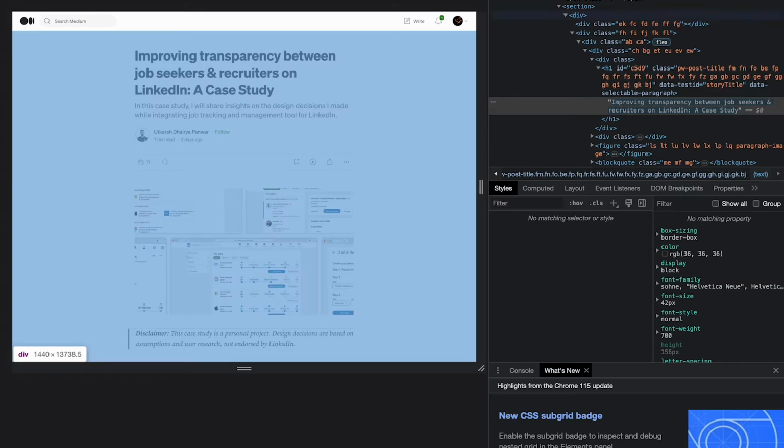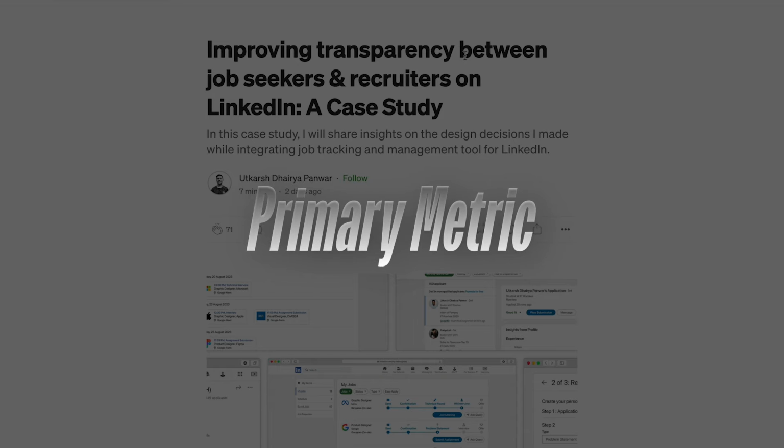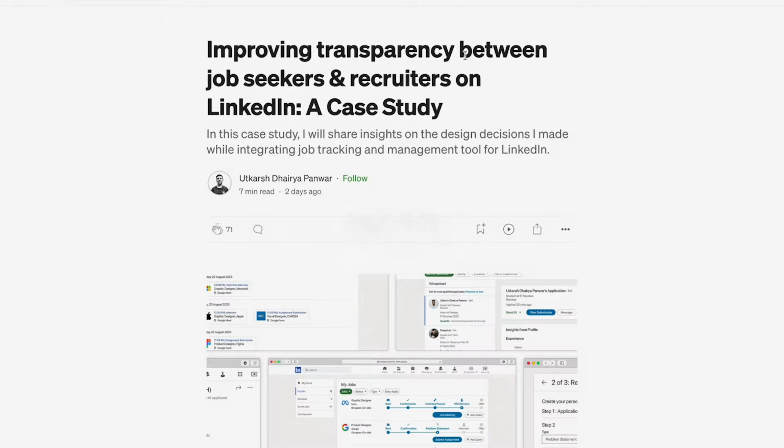Okay. So now if I do this, you can see we're mentioning the overall or primary metric that we are trying to solve, right? So improving transparency between job seekers and recruiters on LinkedIn, a case study. And then you can go into the details of it, right? So try to have this because it shows what it is that you're actually trying to improve for the business, right? Or this could be for users as well, right? Depending. It doesn't have to be very specific.